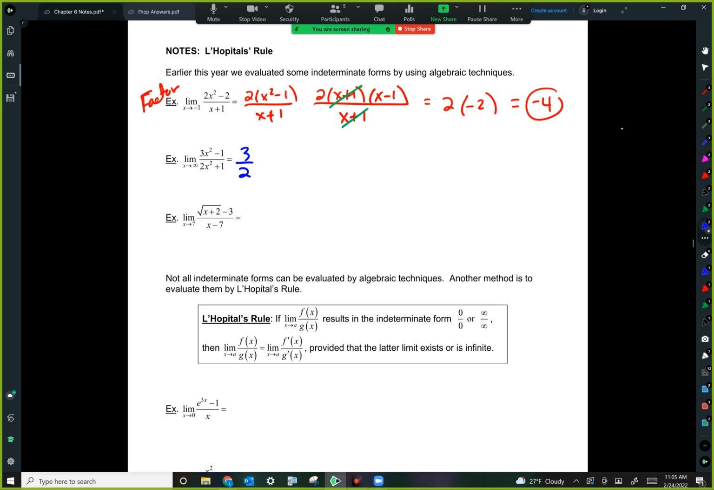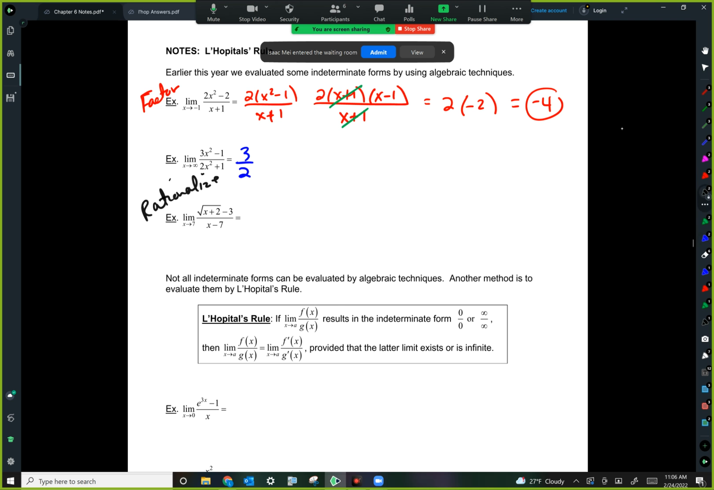Okay, look at the third example. Again, we're always thinking about substituting first. If I were to substitute on this one, do you see that the denominator would be 0? That's the big bad thing. And remember how we would rationalize sometimes? I'm going to write that down. Sometimes when you have square roots, you would multiply the top and the bottom by the conjugate.